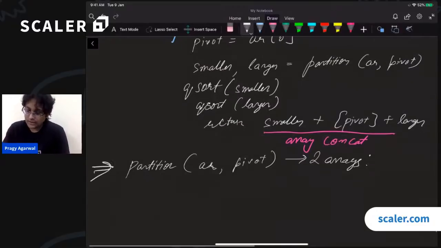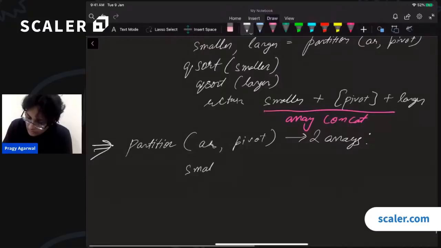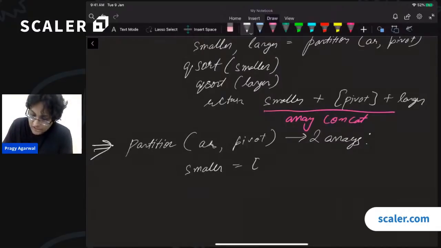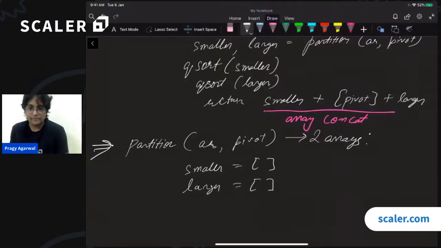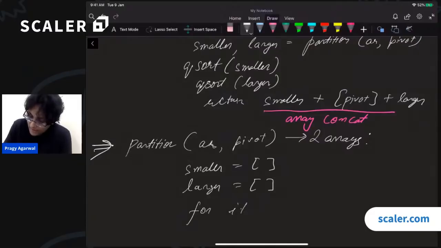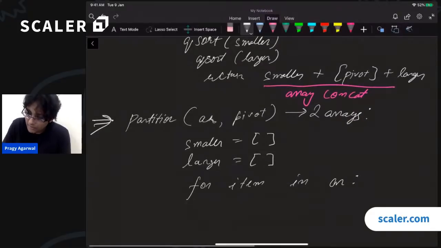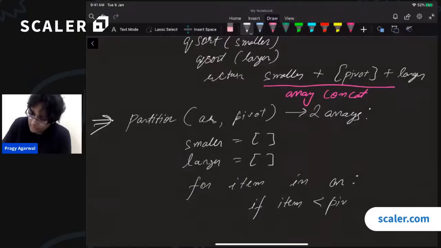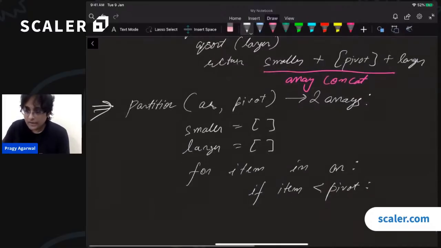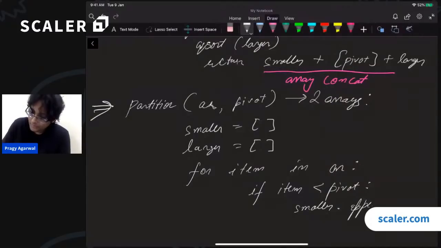So how can we partition this? Let us say that we create a smaller array, which is initially empty. Let us create a larger array, which is also initially empty. Then what we will do is, for every item in my array, I will compare it with the pivot. So if item is smaller than pivot, then I will put it in the smaller part. I will say smaller dot append item, right?